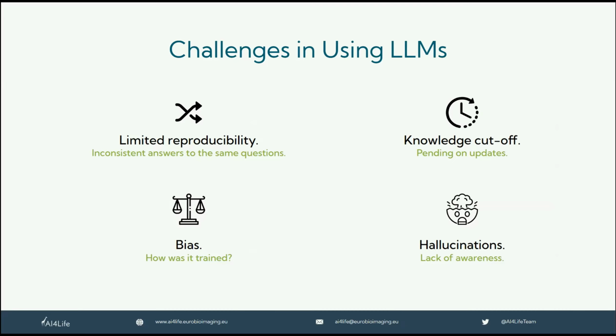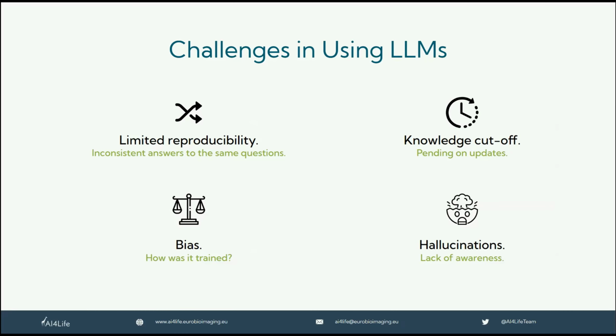And then, of course, the great problem of LLMs is hallucinations. The great problem of LLMs is the lack of awareness. They don't know what they don't know. This is something that we're facing every day, and this is a severe problem because when they don't know what they don't know, that's when they tend to hallucinate.